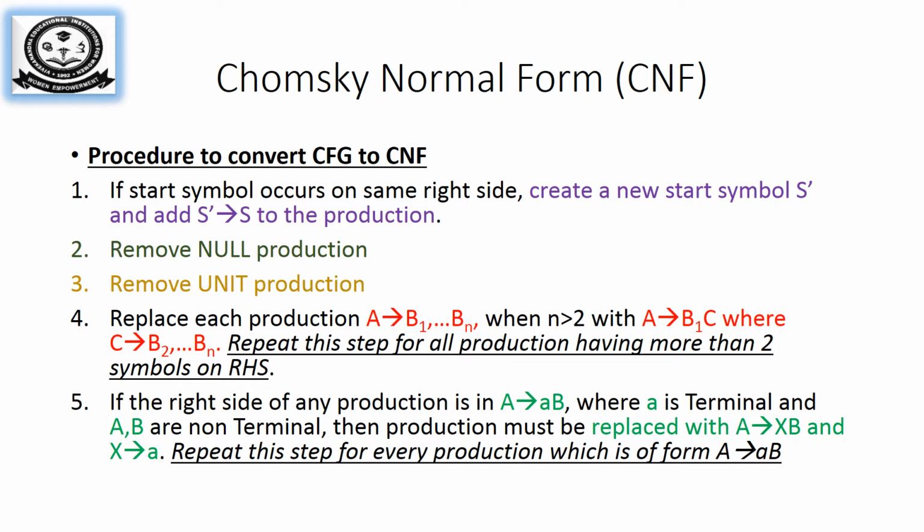The last step in the conversion is, if you have a production A tends to small a capital B, here small a is a terminal symbol, capital A and capital B are non-terminal symbols. If you have any production of this form, it must be replaced as A implies XB and X implies small a. You have to repeat this step for all the productions of the form A implies small a B. So we will follow these 5 steps and try to convert the context-free grammar into a Chomsky normal form. Let us see an example.